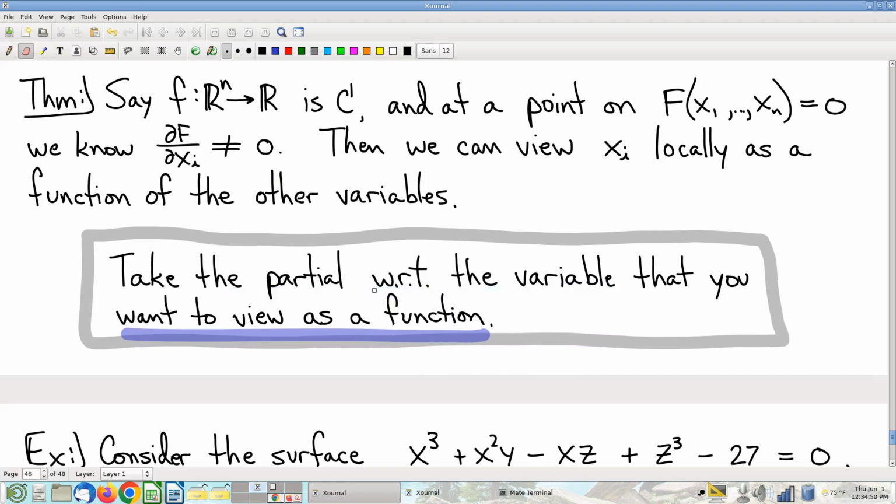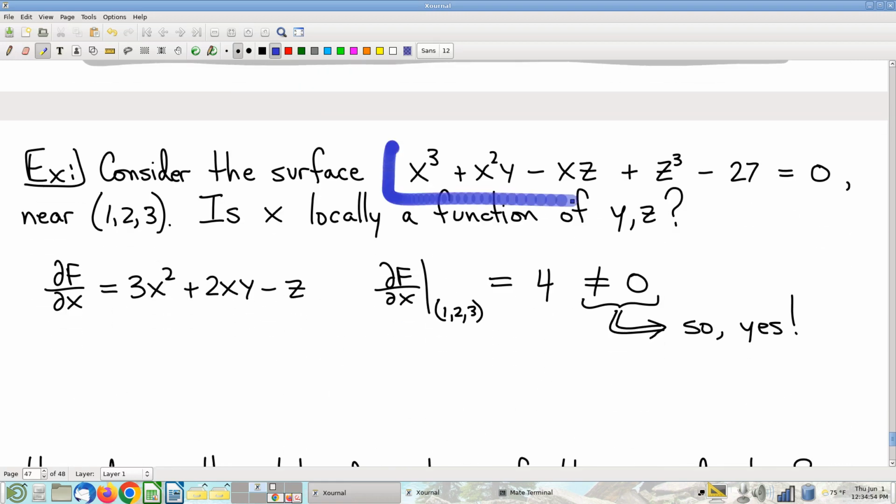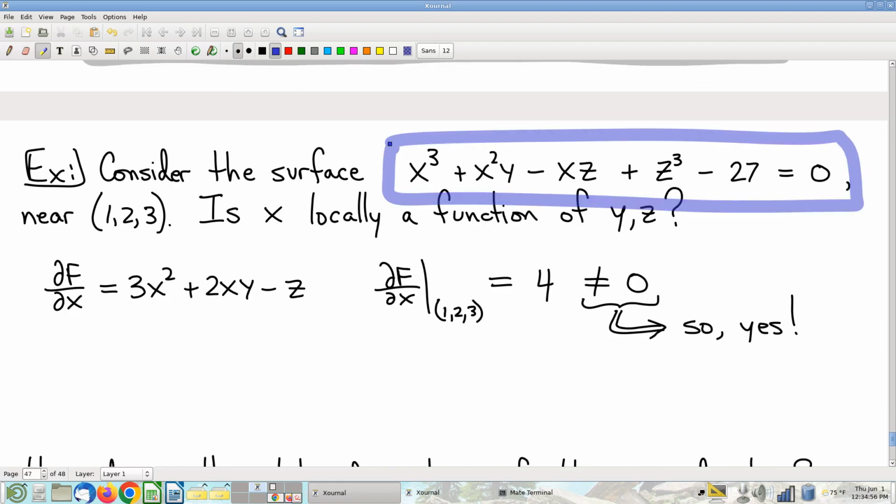Okay, so example. Here is a surface in space, and let the record show I don't have the slightest idea what this looks like.